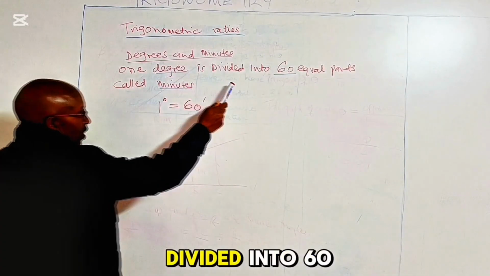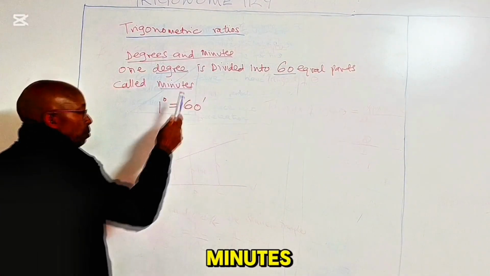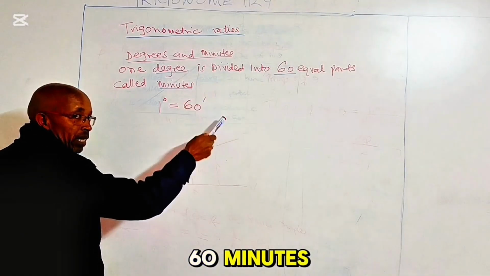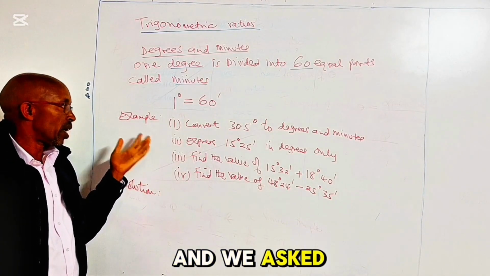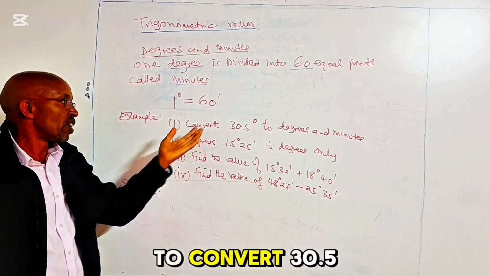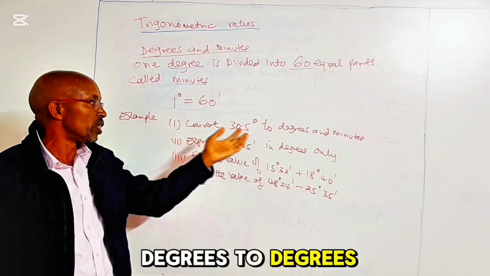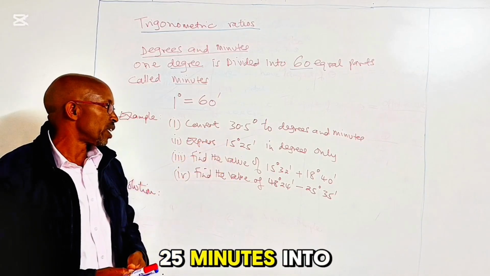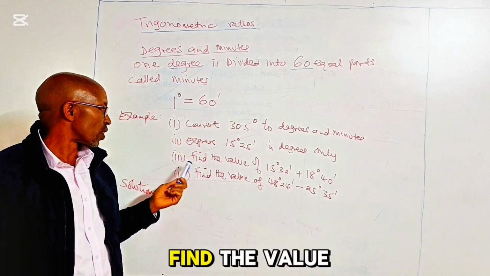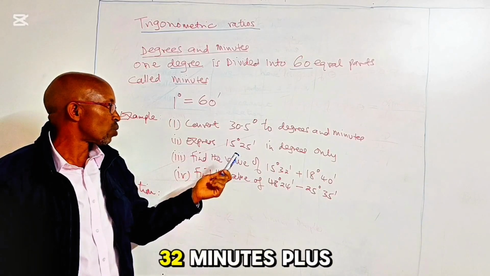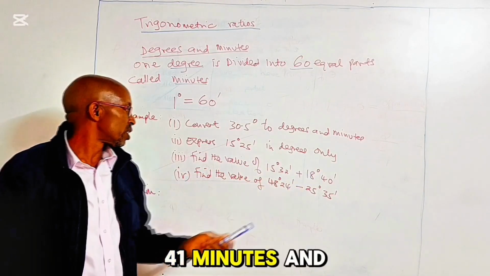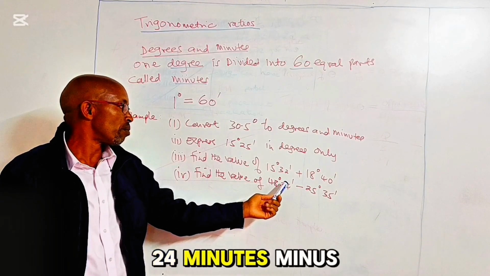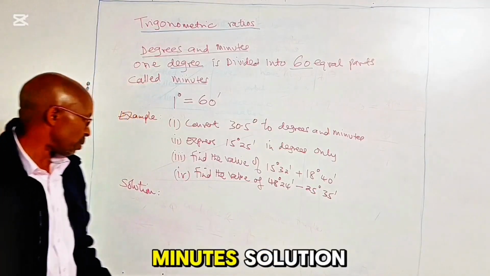1 degree is divided into 60 equal parts called minutes. In symbols we write 1 degree is equal to 60 minutes. We have examples. The first one, Roman 1, asks to convert 30.5 degrees to degrees and minutes. The second question asks to express 15 degrees 25 minutes into degrees only. The third one asks to find the value of 15 degrees 32 minutes plus 18 degrees 41 minutes. And the fourth one asks to find the value of 48 degrees 24 minutes minus 25 degrees 35 minutes.